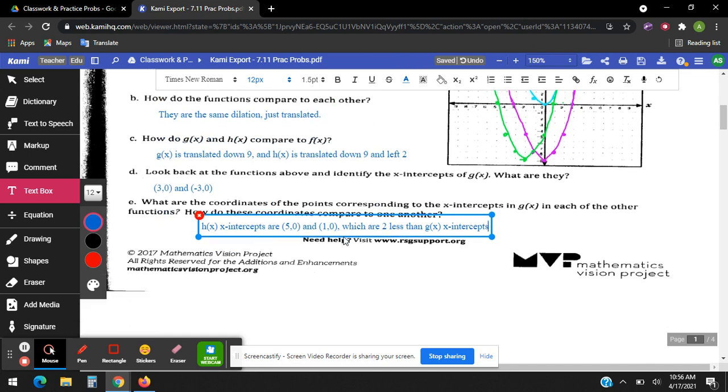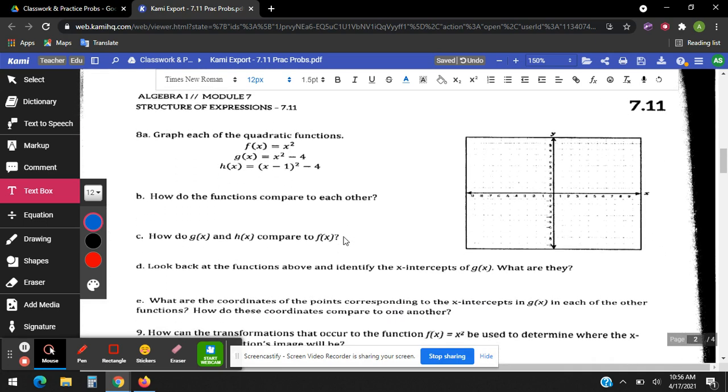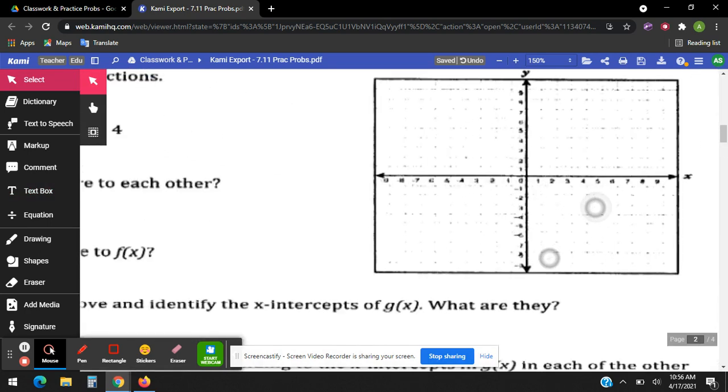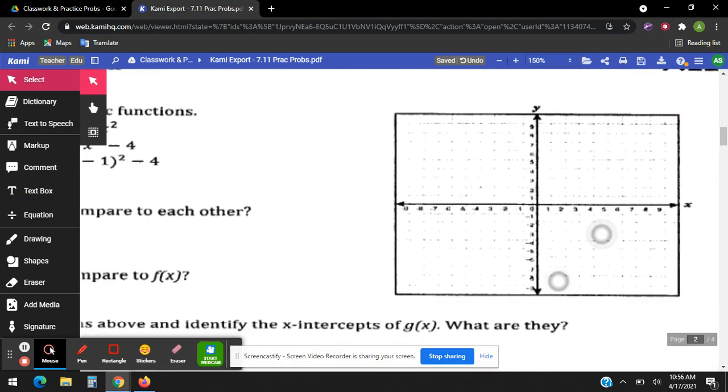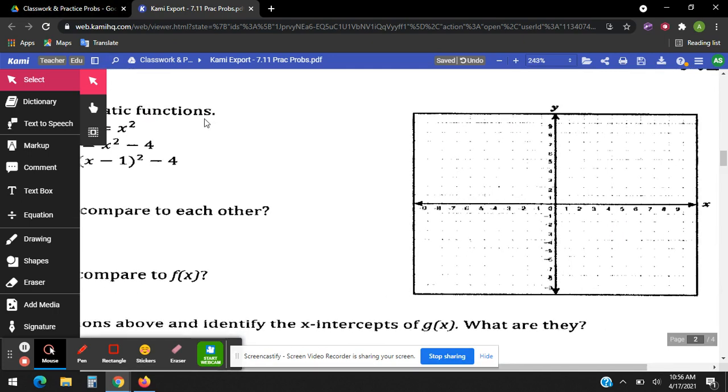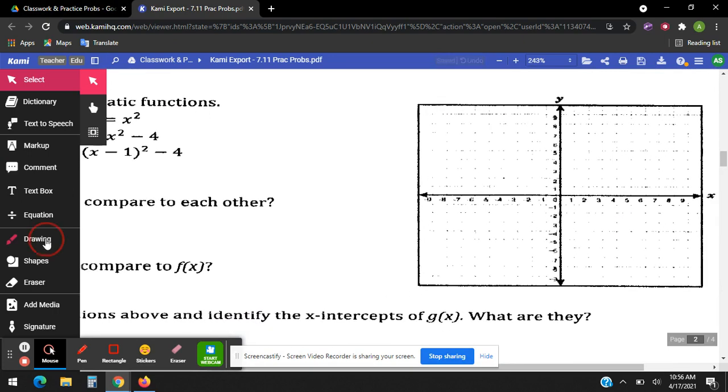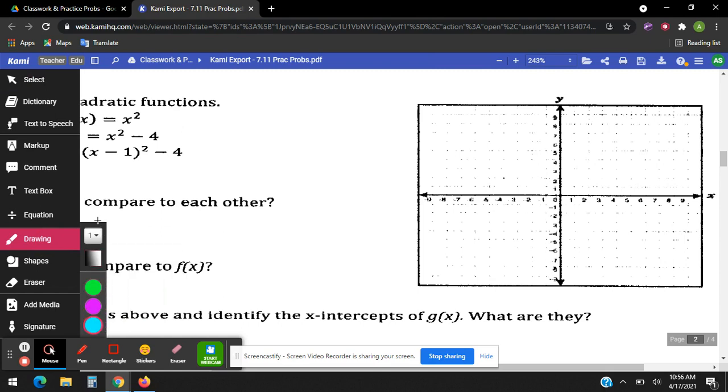All right, next one. Graph each of these functions. Again, I'm going to zoom in so I can see these a little bit better. See if I can still get my functions in here. All right, so first of all is the x squared. So let's go ahead and do that one in blue. Like we had 0, 0, 1, 1, 2, 4, 3, 9.